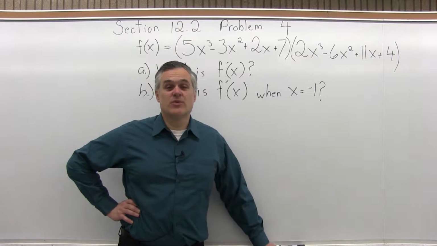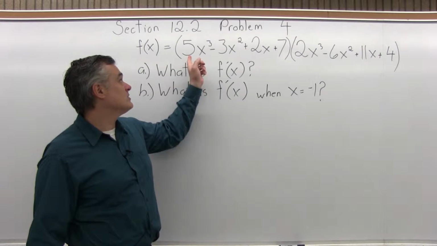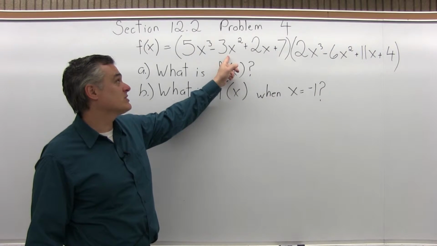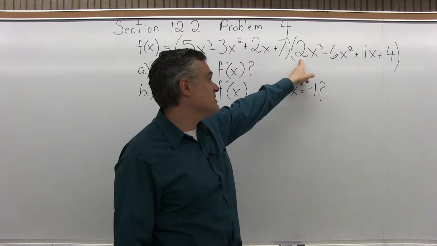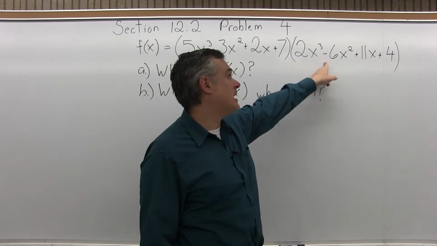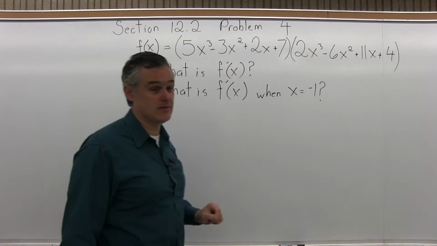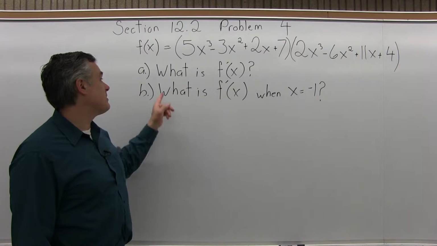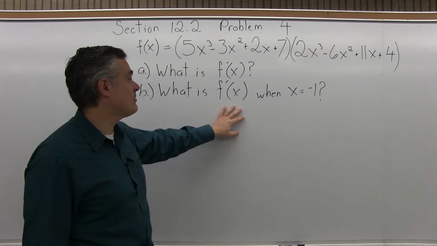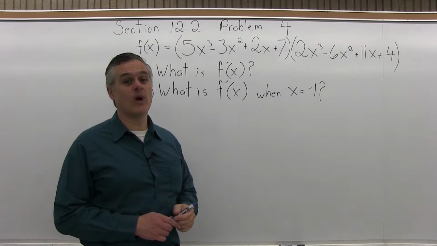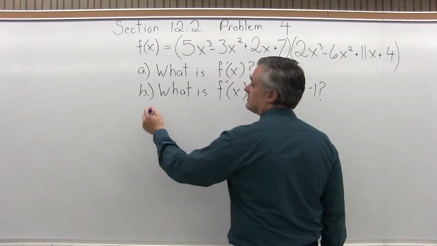This is Section 12.2, Problem number 4. We have a fairly big function, f of x equals 5x to the third minus 3x squared plus 2x plus 7 times 2x to the third minus 6x squared plus 11x plus 4. So, two parts. Part A, what is f prime of x? What is the derivative? And part B, what is f prime of x when x is negative 1? So, part A.